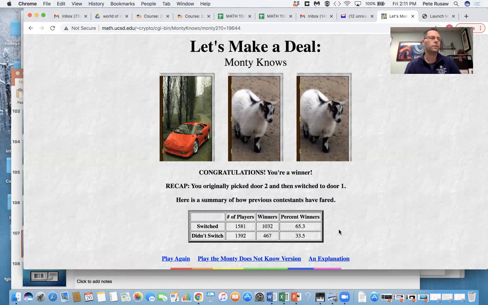In statistics, there's a law called the law of large numbers, and the law of large numbers says that if you have lots and lots of data, then the percentages will align themselves with the theoretical probabilities. And indeed, in this case, it actually is to your advantage. In fact, it's twice as good to decide to switch rather than to stay. So let's take a look at that.